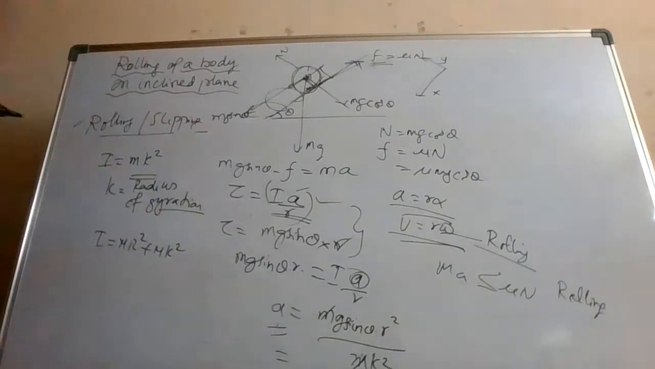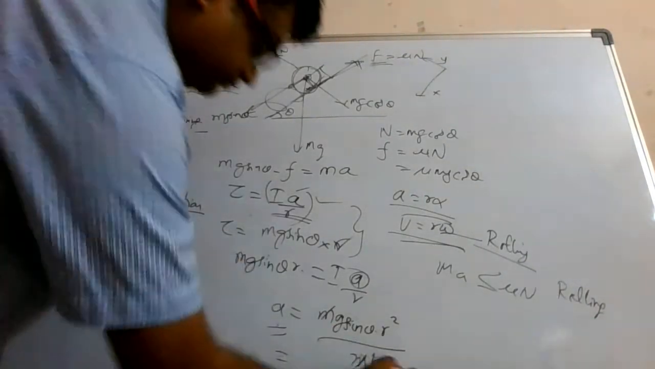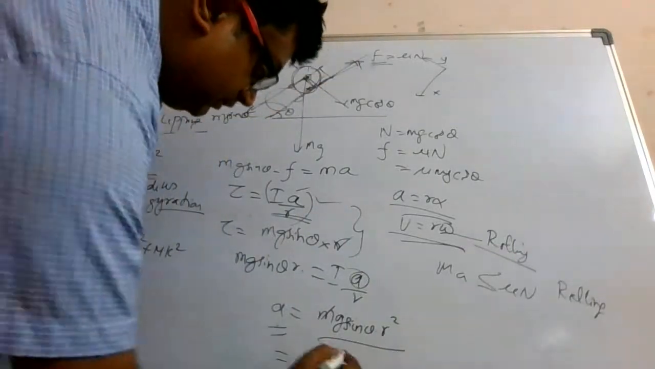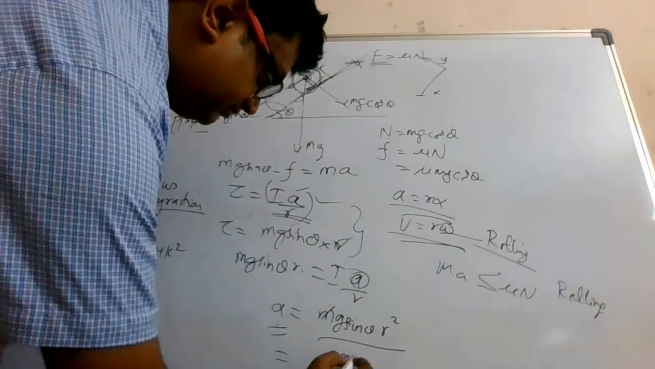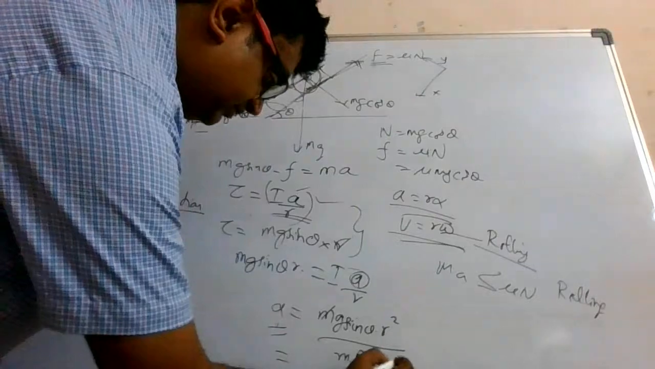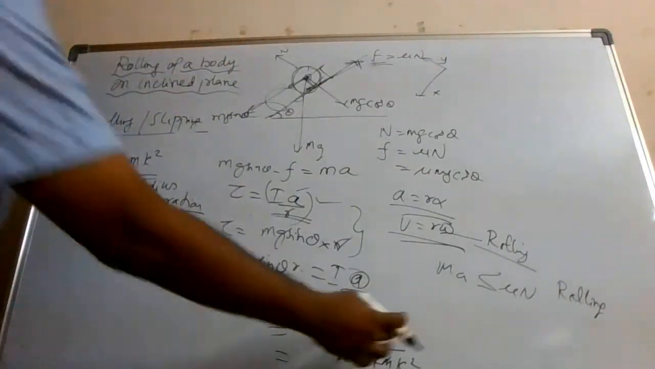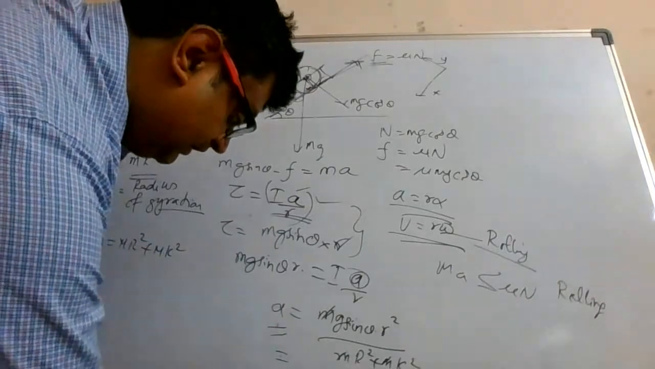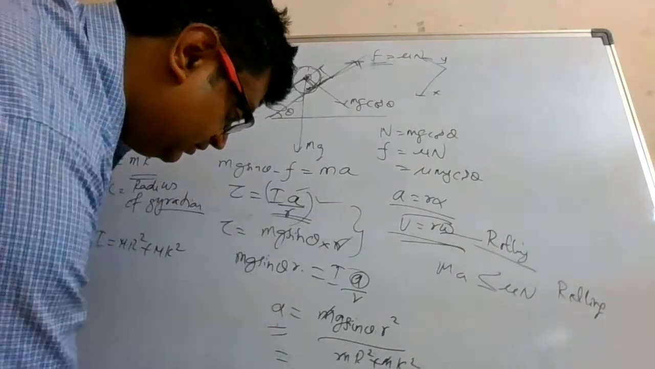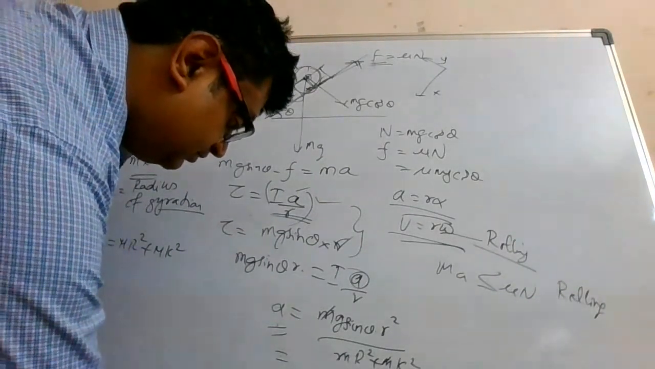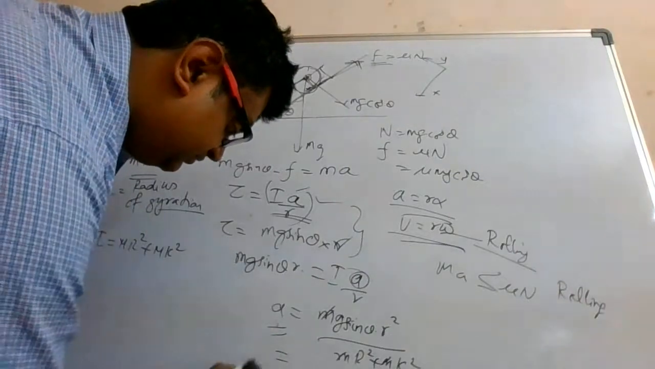So this denominator here will become mr square plus mk square. This m will be cancelled, and if you divide by the r square term, you will get g sin theta by 1 plus k square by r square. This is what you are going to get.